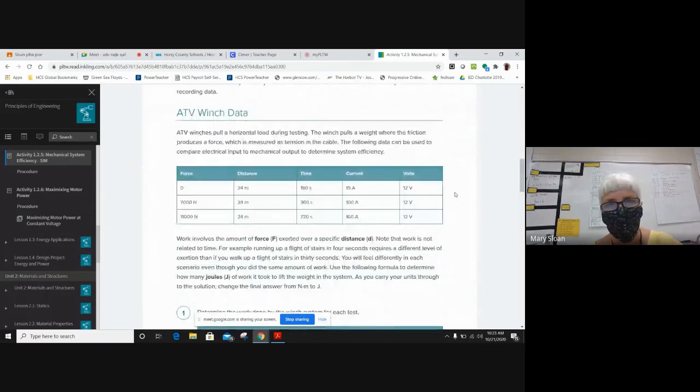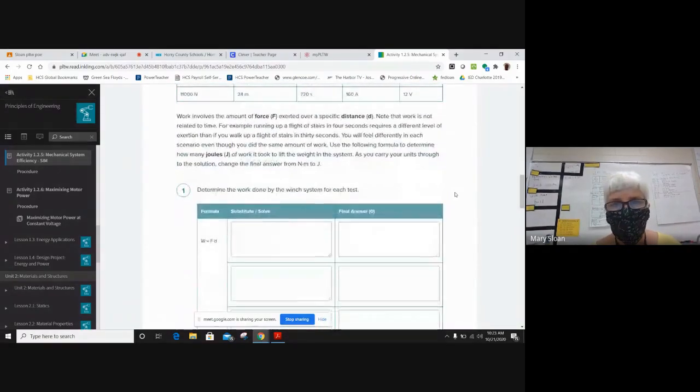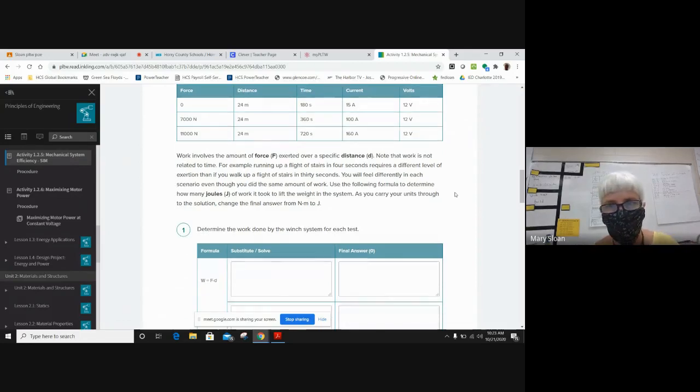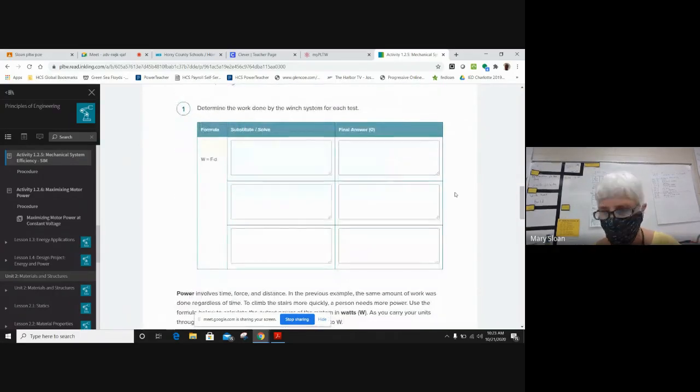This is going to be your data that you're going to be using from an ATV winch, like the one you built. And what you're going to do here is do the work for each one of these forces. So you have force 0, you have force 7,000 and 11,000. You're going to put that in and multiply it by your D, which is your distance, to get your answers. Now, in this section right here, I would like you to copy that in your ISM book. And so you're going to have one for each one.